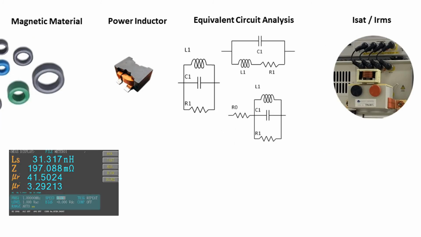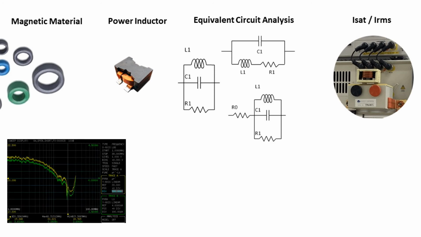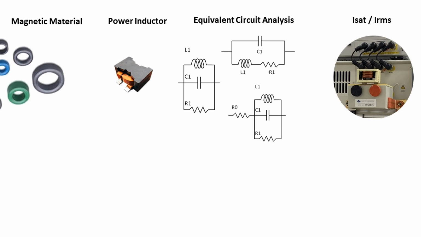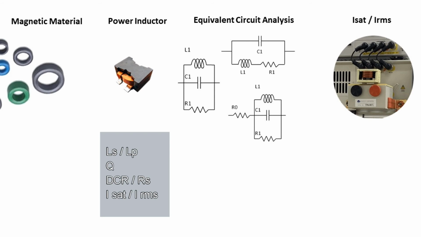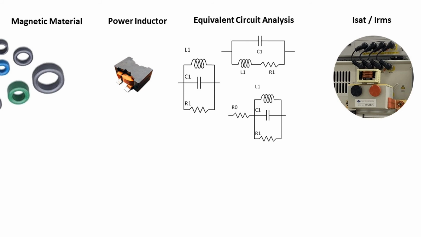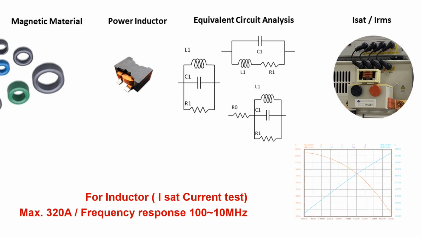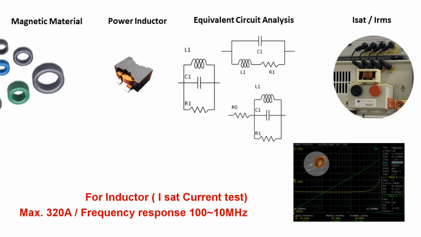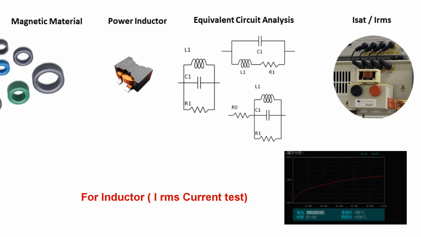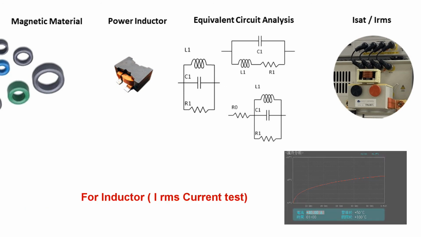MICROTEST 6632 built-in the magnetic permeability function. MICROTEST 6632 with DC bias current source. Maximum current can be as high as 320 ampere and frequency response 100 Hz to 10 MHz. And it offers current graphical scan to magnetic saturation curve.